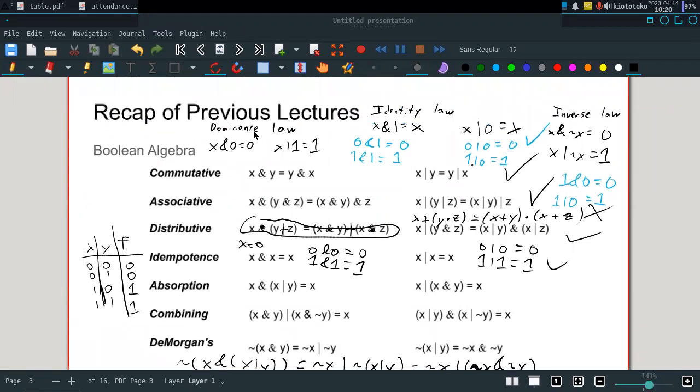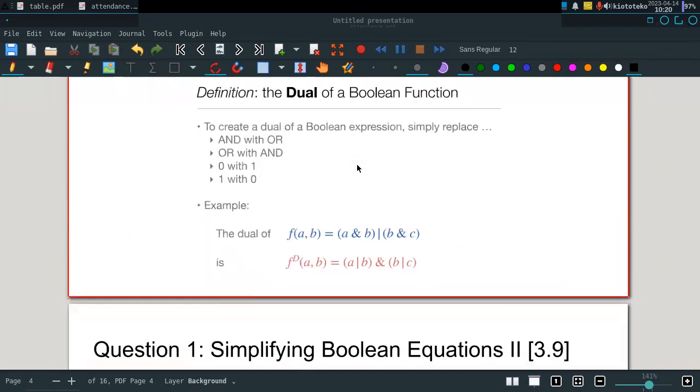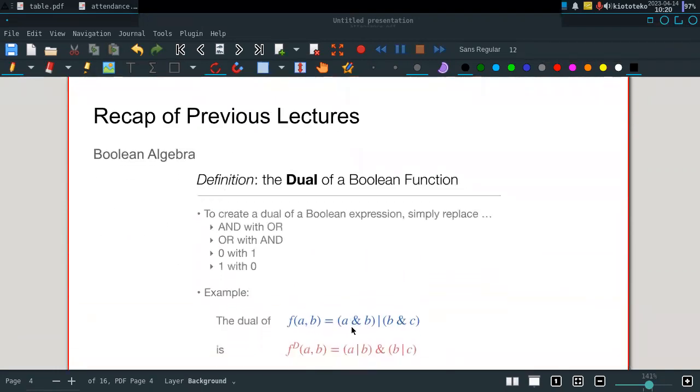For example, in the dominance law, if you replace this operator and you replace this bit, you'll get this. But again, you can see that these are not equal functions, but these are valid Boolean functions, you could say. So that's what dual means. And you can see here again with a more complex function, what is the dual? Any doubts with this? Is it easy to understand?